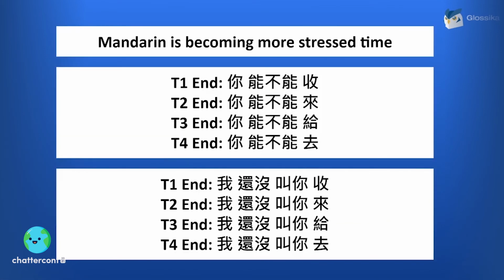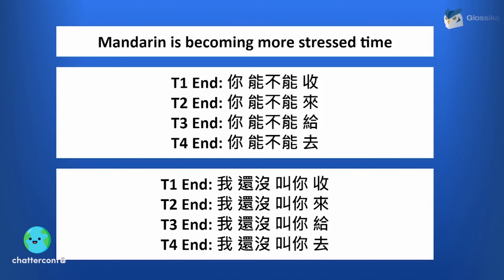Okay, so let's go on to the next slide, and I just want to make the point that Mandarin is becoming more stress timed in its pronunciation. So if we put the first, second, third, and fourth tone at the end of a phrase and then practice saying that phrase, for those of you who have already learned some Mandarin, this would be for you, not for the absolute beginner. But let's take a look at this. So, 你能不能收? Notice how I say that middle part with the verb, 能不能, it just glides over it really quickly.